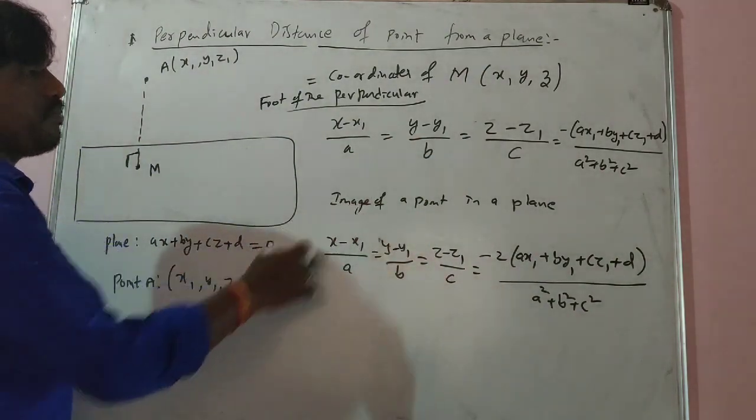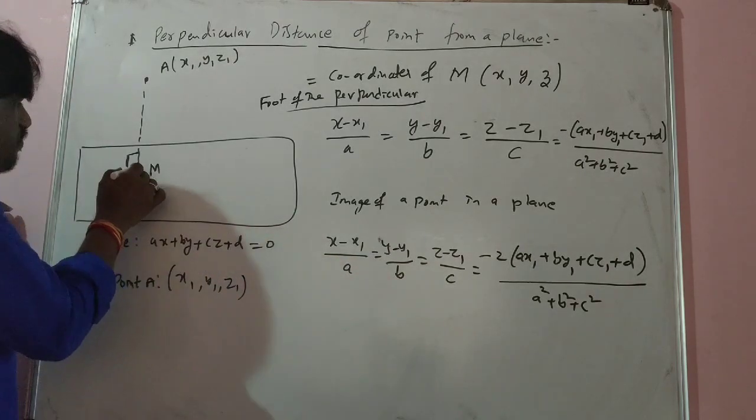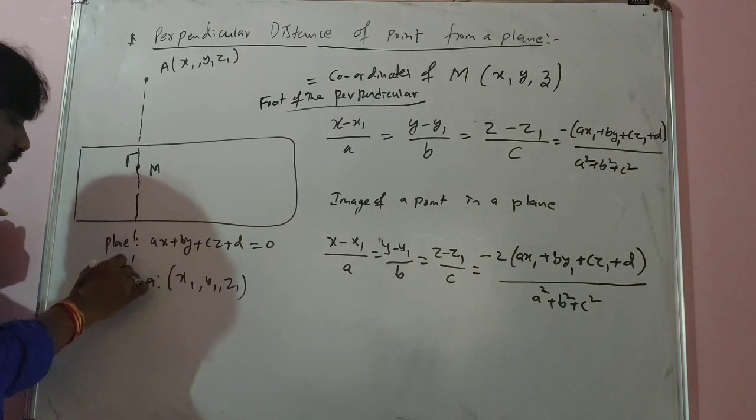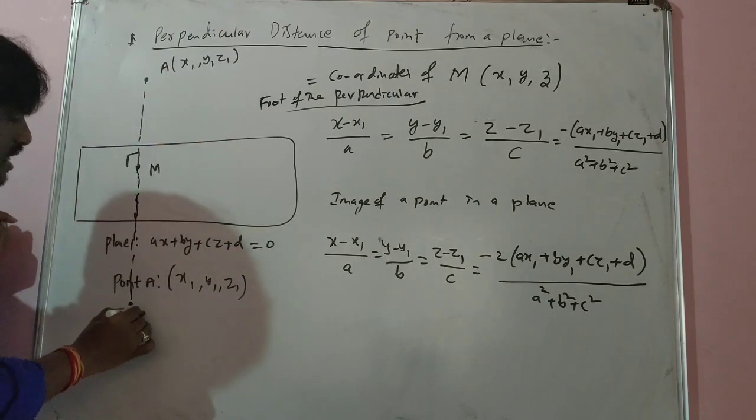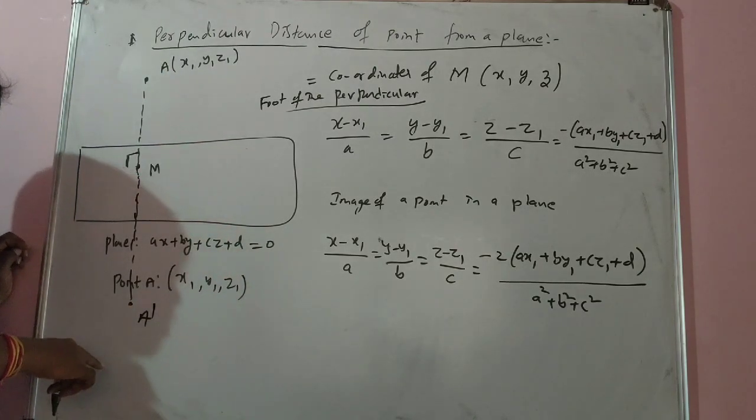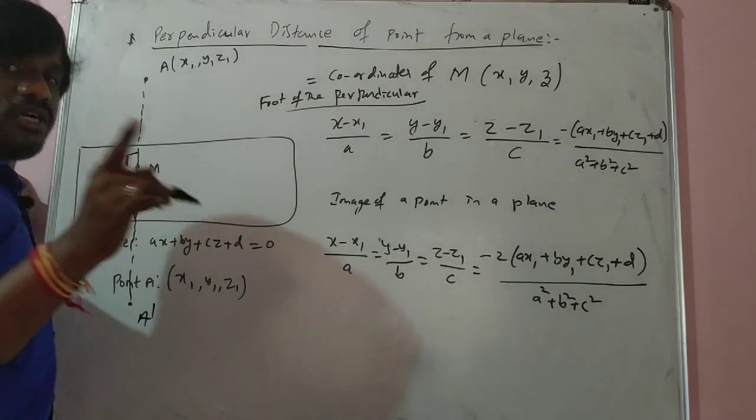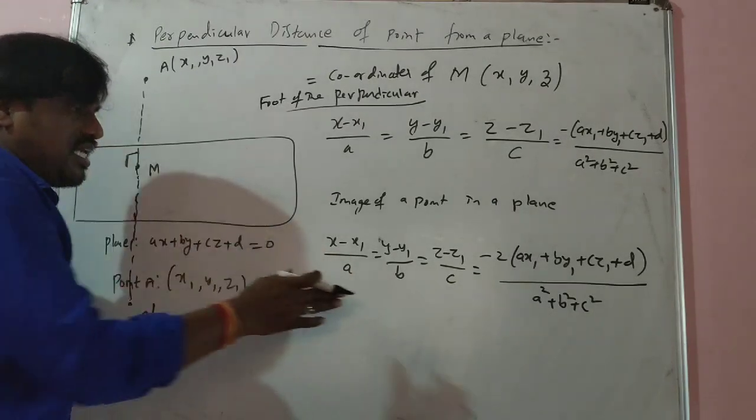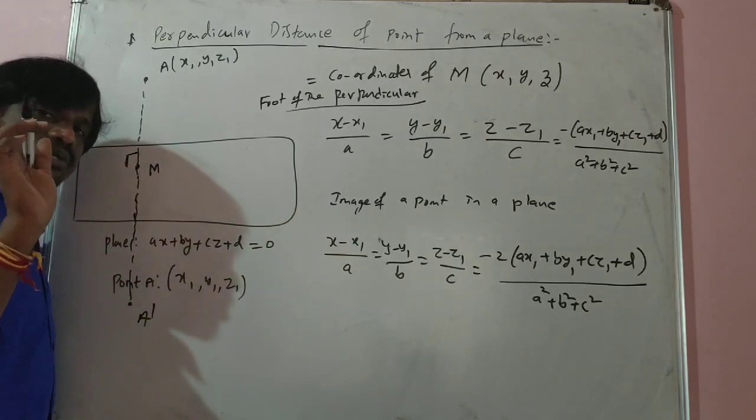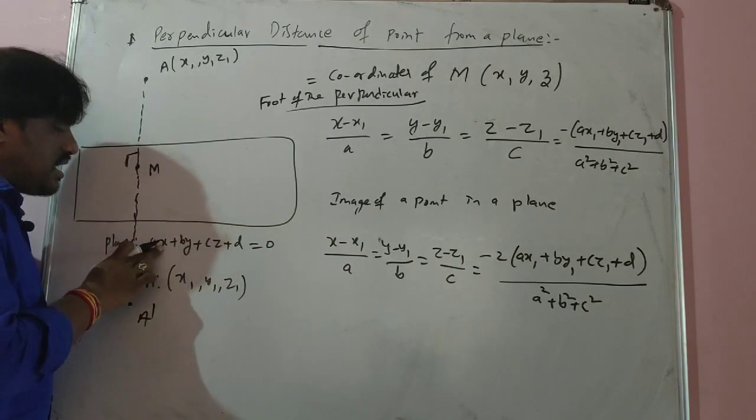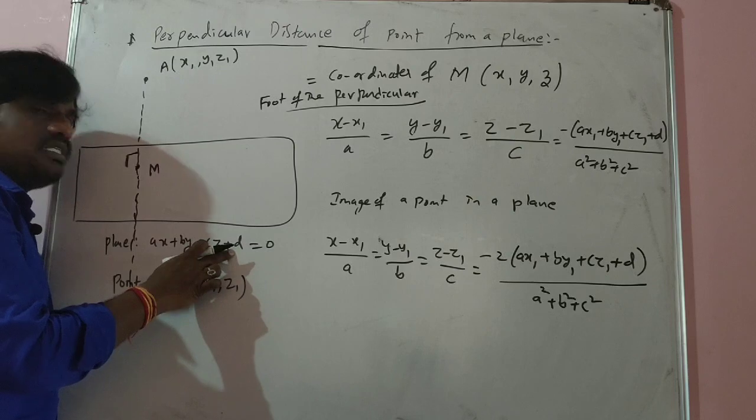Image of a point in a plane. Image of the point means if this is the point here, its image will fall down on the other side. This A's image will be A dash. I gave the image of the point formula in straight line also. The same formula I am giving here, and I explained the proof also over there. So here the plane is AX plus BY plus CZ plus D is equal to 0.